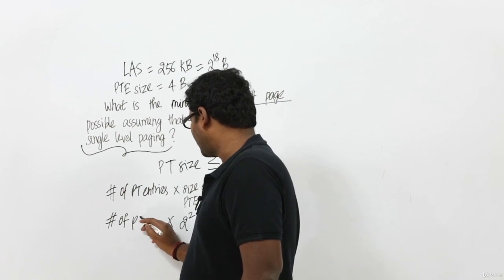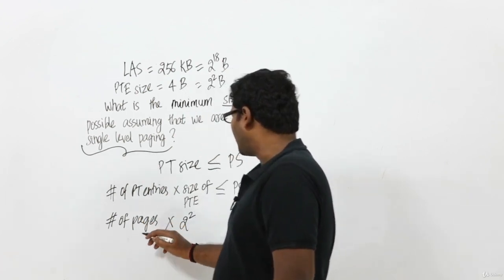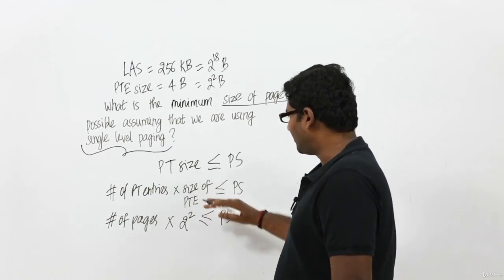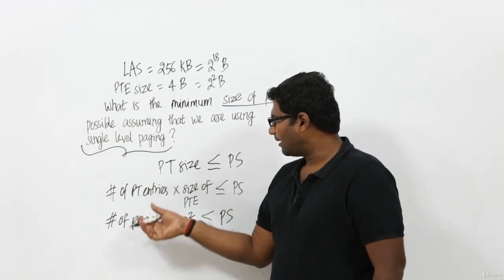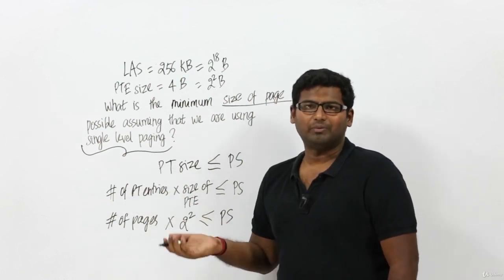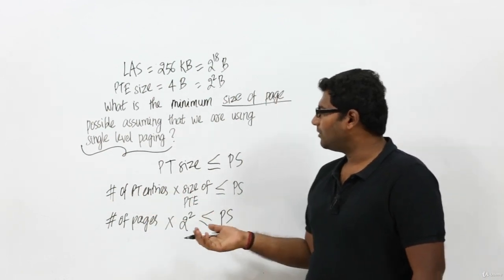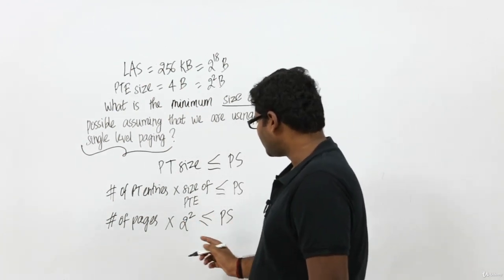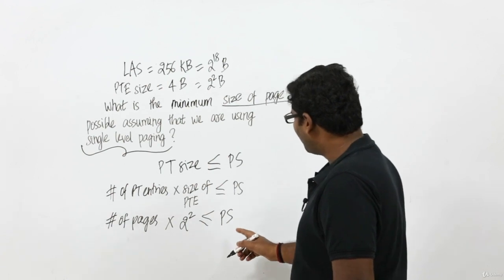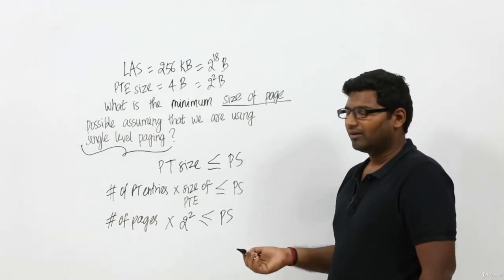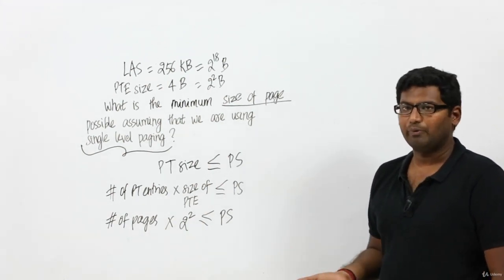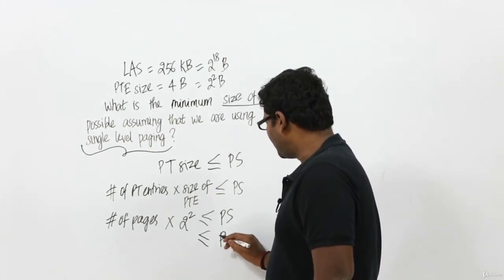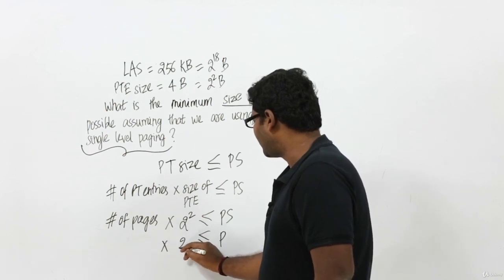Now why am I doing that? You will understand in the next step. Number of pages into 2 square should be less than or equal to page size. The same expression, I am writing number of pages instead of number of page table entries. Why? Because number of page table entries will always be equal to the number of pages. Now let us assume page size is P, because page size is what we wanted to compute. I am just assuming this is P, and this is 2 square.